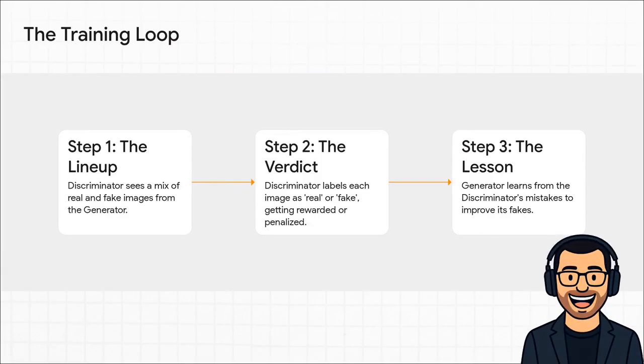The discriminator sees a mix of real and fake images. It makes a guess. And then, this is the critical part, the feedback from its performance goes right back to the generator. If the discriminator spots a fake, the generator learns exactly what it did wrong and tries something new. Through this constant battle, the generator's fakes get better and better until they're basically indistinguishable from the real thing.